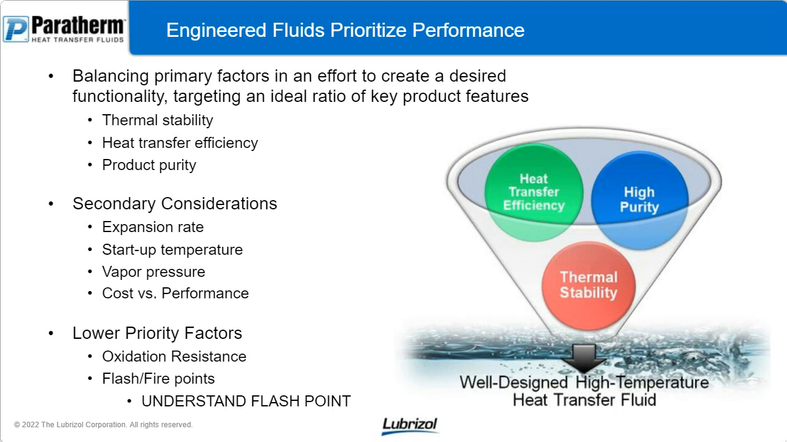So just getting a little deeper into that, our primary factors that we need to balance when we're engineering a fluid that prioritizes performance. We need to target some kind of an ideal ratio of these features: thermal stability, heat transfer efficiency, product purity. We talked about that already. We're going to talk about it again. Secondary considerations look into the expansion rate of the fluid. It helps you size the equipment, make sure that what you're putting in is going to be good for the sizing of the equipment that you have.